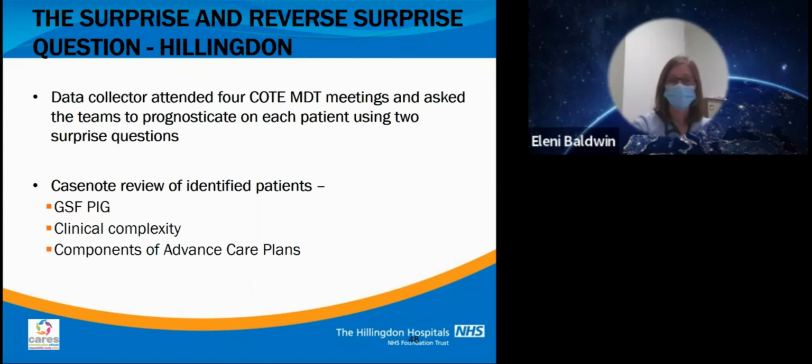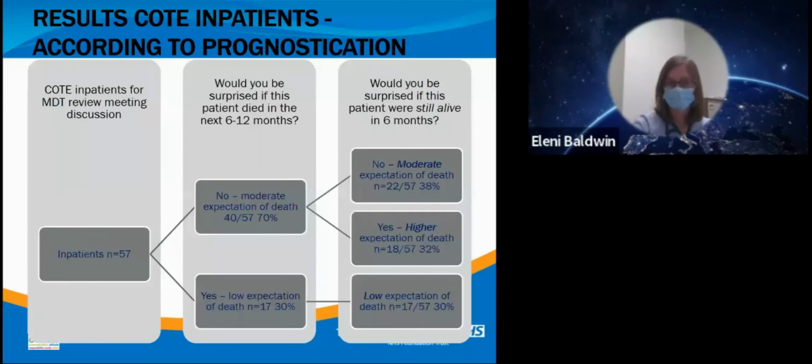Once we had given her the information, she went and looked at the case notes for all the patients and tried to correlate it with the prognostic indicator guidance and the complexity. She looked at 57 patients. We wouldn't have been surprised if 40 out of our 57 patients died in the next 12 months, but we would have been surprised if 18 were still alive at 6 months.